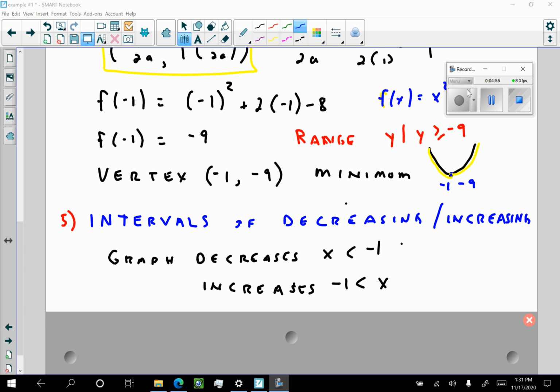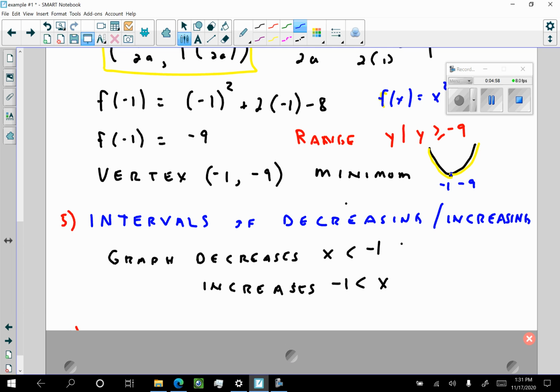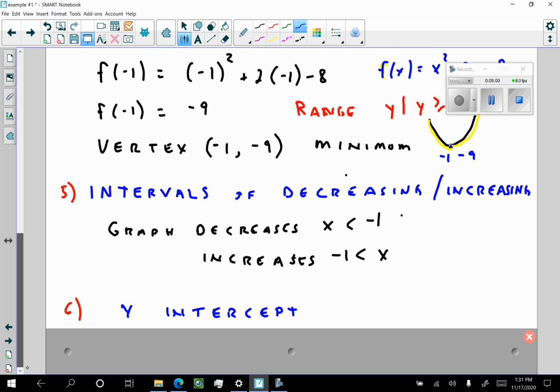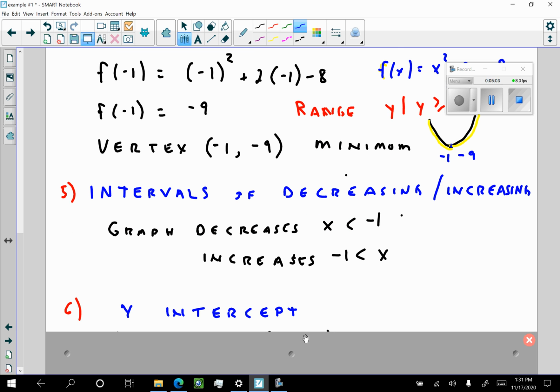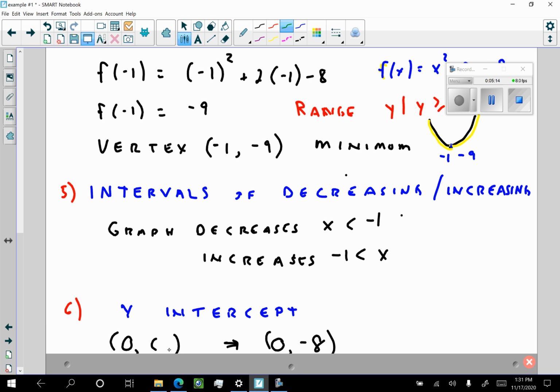Let's see here. What's the next thing you want to do? Well, the next thing you want to do is find the y-intercept. The y-intercept for any quadratic is very, very simple. What's the y-intercept? You just put 0 in. It's just c. That's why these A, B, and C are so important. We need the A and the B to find the vertex. We need the C to find the y-intercept. So the y-intercept is 0, -8, because that's what C is.